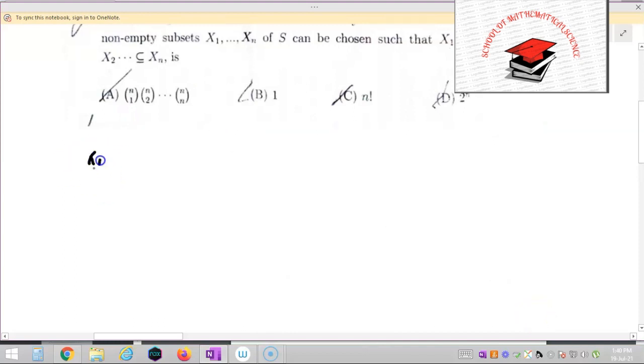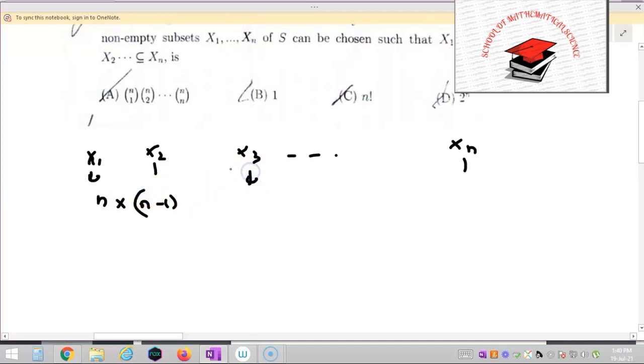Now x1 contains 1 element, x2 contains 2 elements, x3 contains 3 elements, up to xn contains n elements. Now x1 contains 1 element. How many ways can you choose this 1 element? n ways. Now x2 contains 2 elements. Among all the elements of x2, 1 element is fixed, the element of x1. So there are n minus 1 ways you can choose x2. So n into n minus 1.